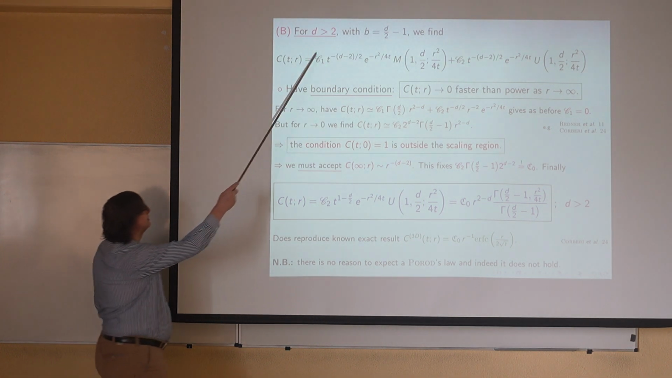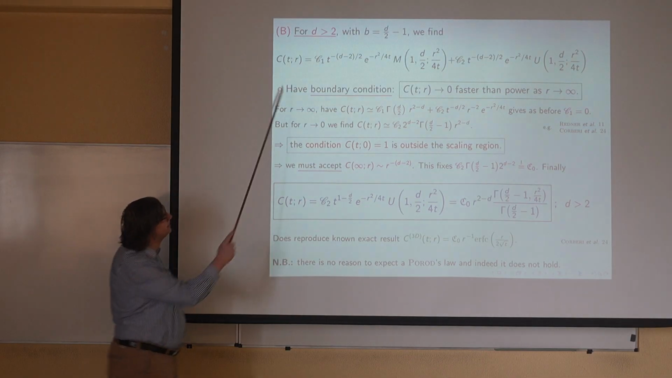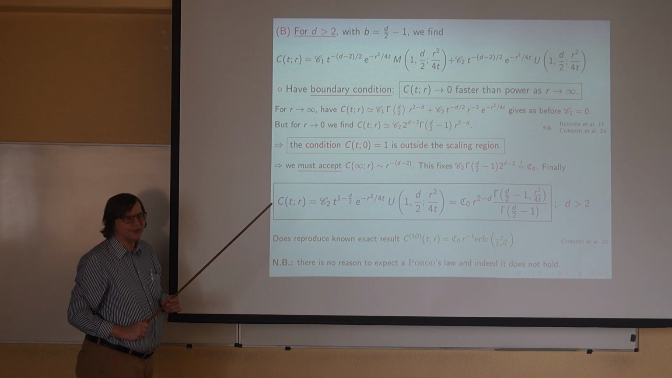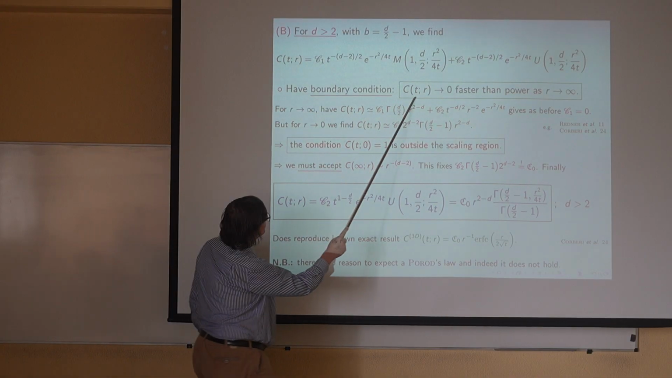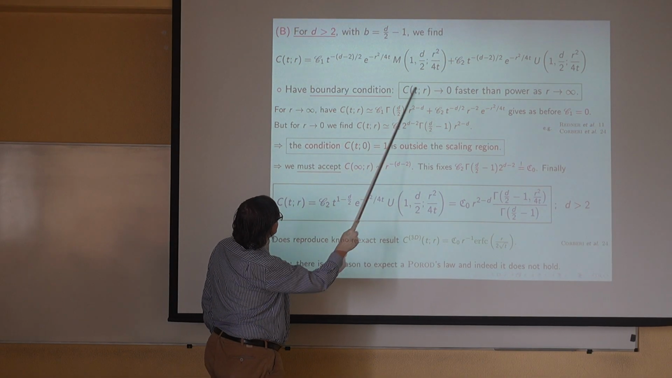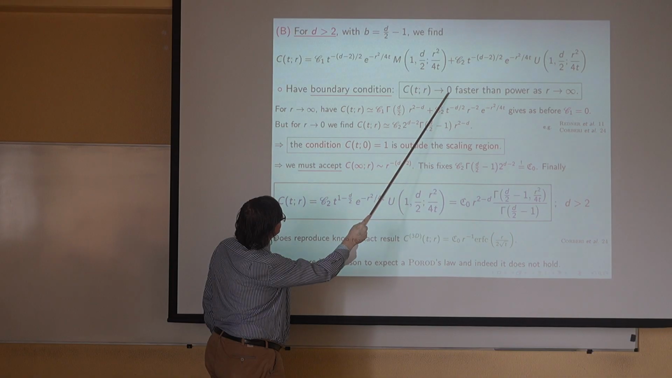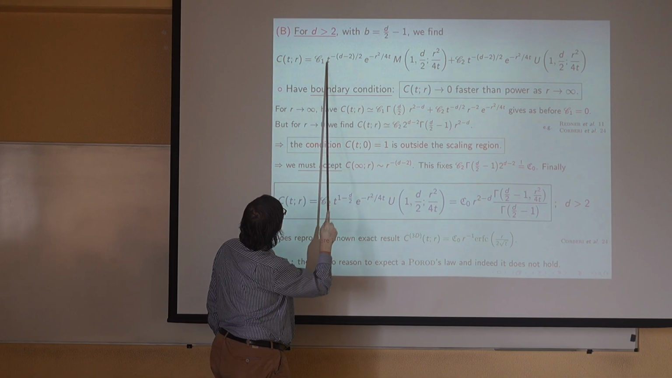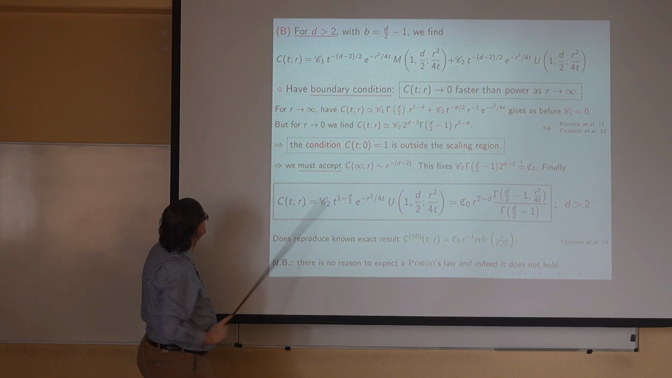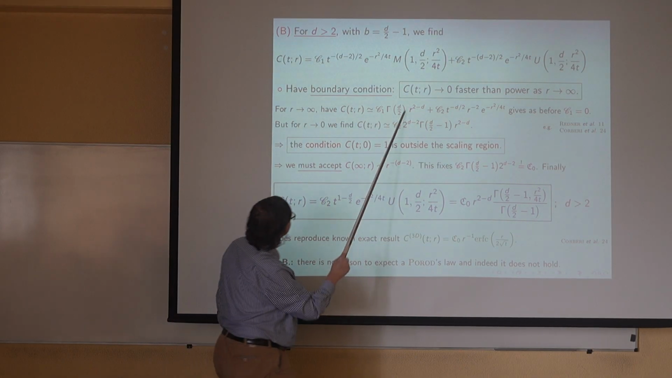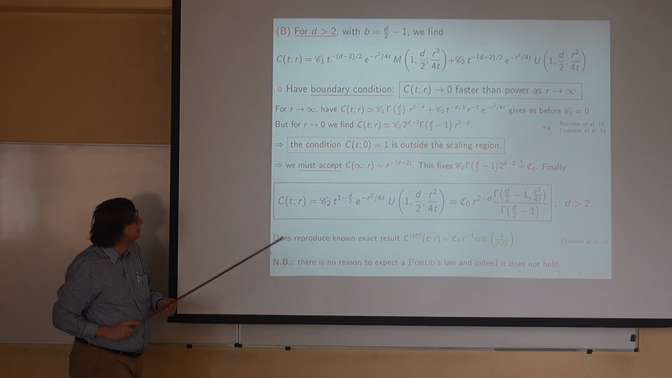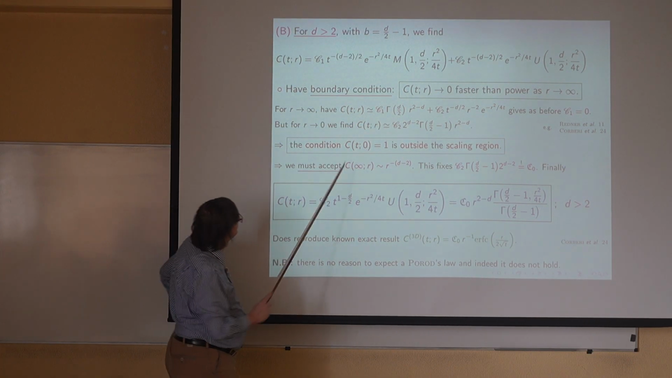Now we go to the other case, d larger than 2. We again analyze the exact solution, and we must apply the boundary conditions. First of all, we say when R is large, this should decay faster than any power. And again, this means that this part here must disappear. C1 vanishes. And we look at here, it decays, but it only decays like a power, and that's not fast enough. So we need C1 equal to 0.